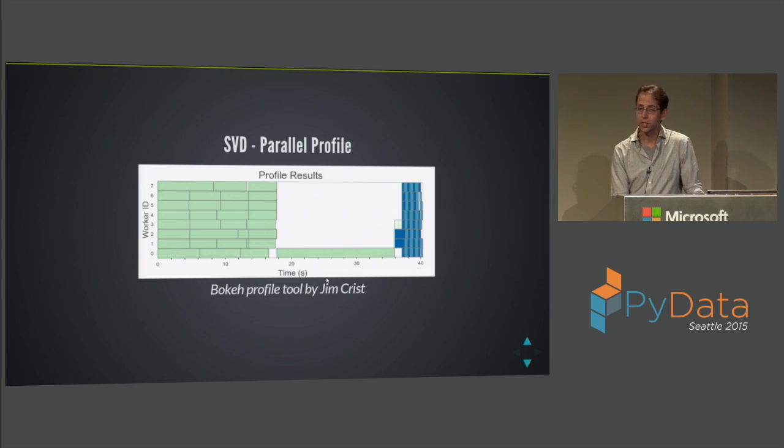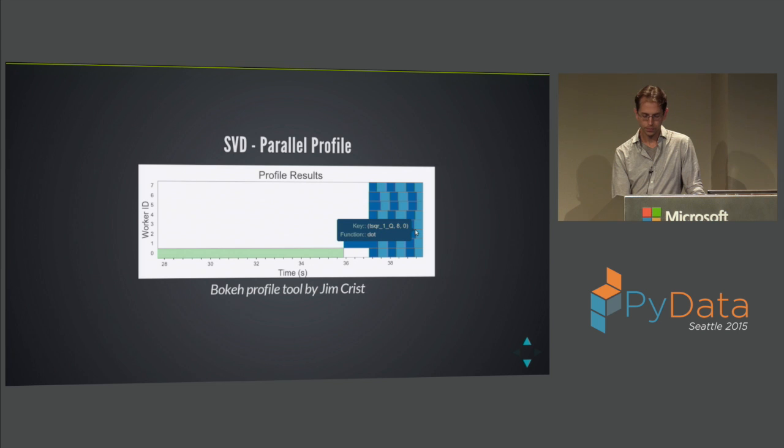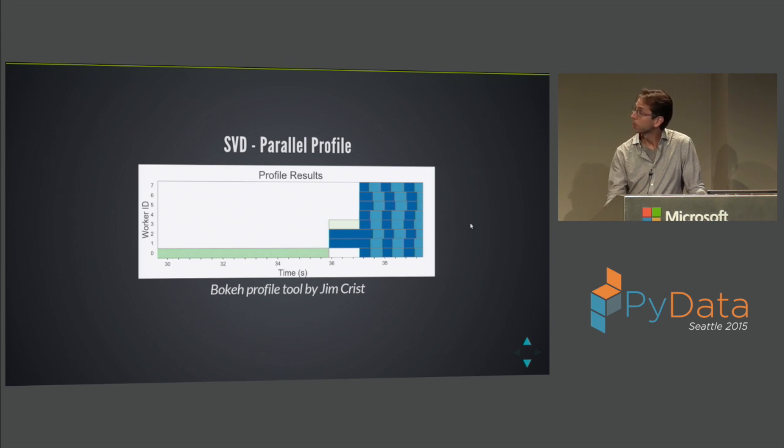This is a nice example showing the Dask parallel profiler and Bokeh. It's a nice Bokeh app. You can see there are lots of QR decompositions. There's then one very large QR decomposition, so it's not entirely parallel. There's a lot of matrix multiplies. There's work by Jim Christ.